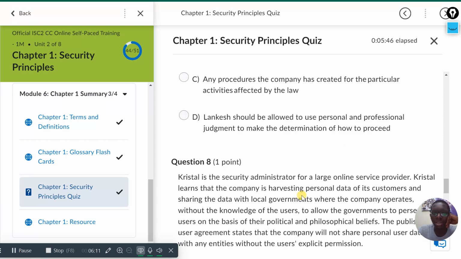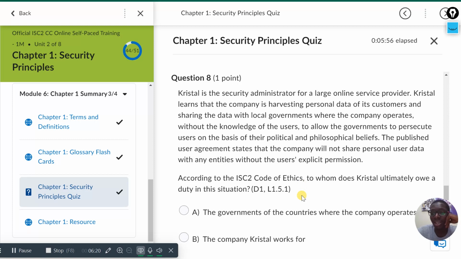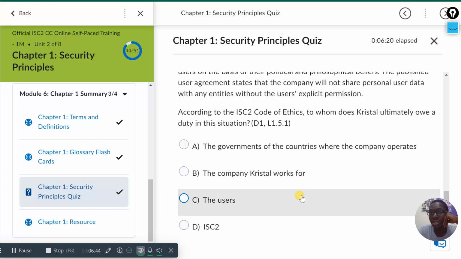So, question 8. Crystal is the security admin for a large online service provider. Crystal learns that the company is harvesting personal data of its customers and sharing the data with local governments where the company operates, without the knowledge of the users, to allow the governments to persecute users on the basis of their political and philosophical beliefs. I think this happens a lot. The published user agreement states that the company will not share personal user data with any other entities without the user's explicit permission. So according to the ISC2 Code of Ethics, whom does he owe a duty in this situation?